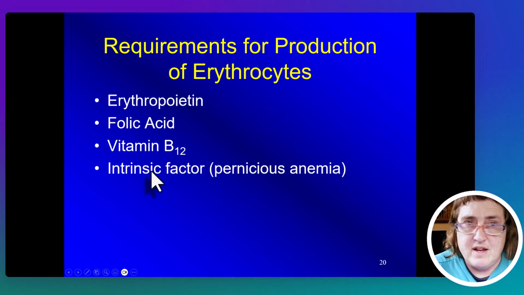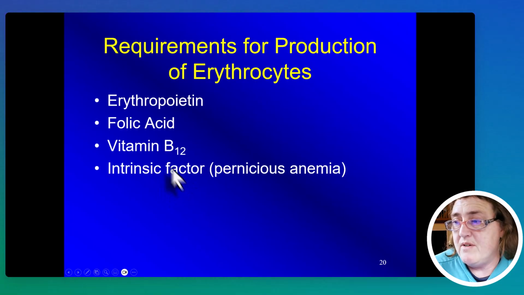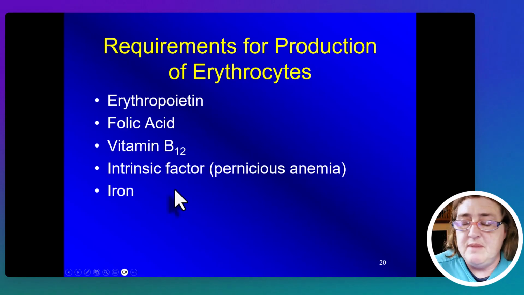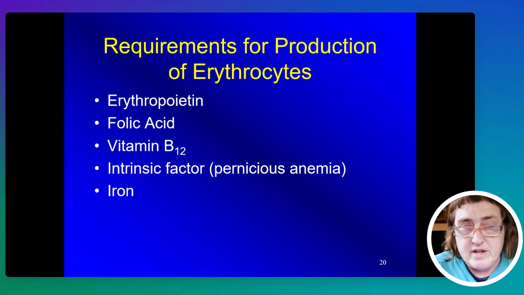So they often have to get vitamin B12 shots because you have to skip the whole digestive system. You have to get it into the blood somehow, and it's not absorbed if they don't have intrinsic factor. You also, of course, need iron. The single greatest reason people don't have enough red blood cells is they don't have enough iron. Either they don't eat enough or it's not absorbed well.